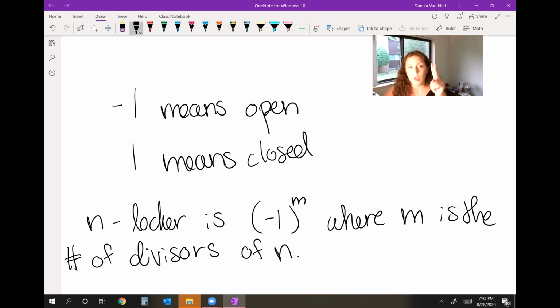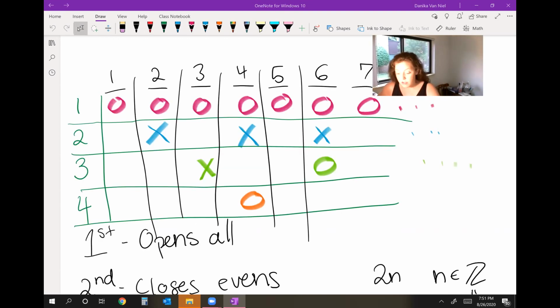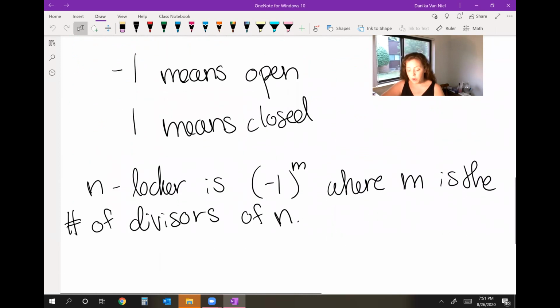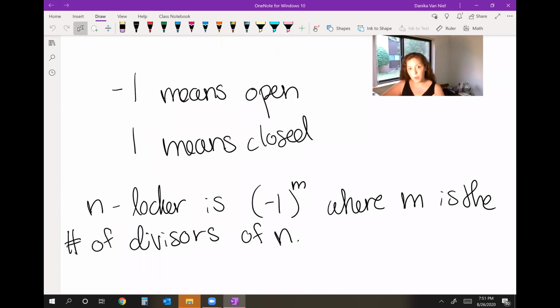Okay, 2. We got that 2 is closed. -1 to the 2, that's 1. So that means it's closed. Okay, so now we have part of our solution. After a lot of thought that I didn't want to record, just to save you time, here's the pattern that I found. So we were right with this, but what do we notice?